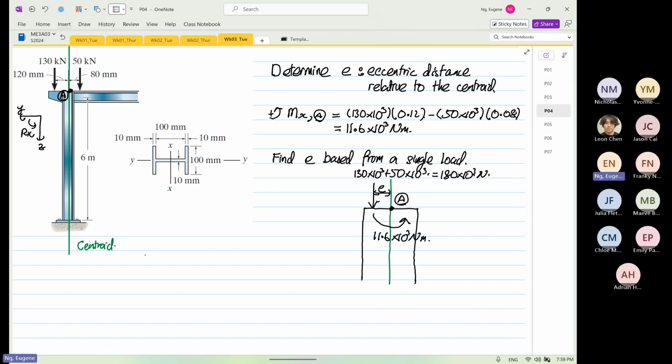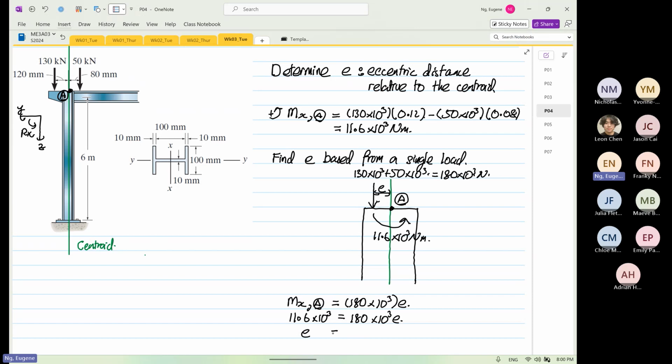Okay. So from here, you can see that this is in Newton, this is in Newton meter. So we know that the moment about X at point A is equal to 180 times 10 to the power 3 multiplied by E. And we know that this is 11.6 times 10 to the power 3. Let me write properly. So Mx at point A is equal to 11.6 times 10 to the power 3, and this is equal to 180 times 10 to the power 3 E.